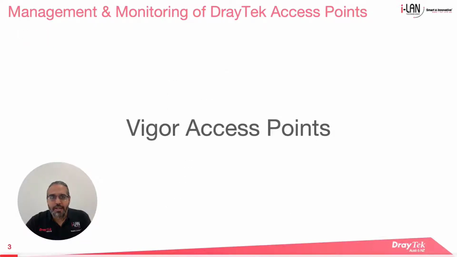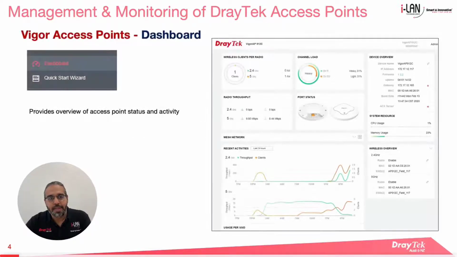Let's start looking at what is available in DrayTek Vigor access points. When you log into a Vigor access point, you will be presented with the dashboard. This page has a lot of useful information. At a glance, you can see the device overview, which shows information such as device type, the firmware version, CPU load, as well as wireless information.